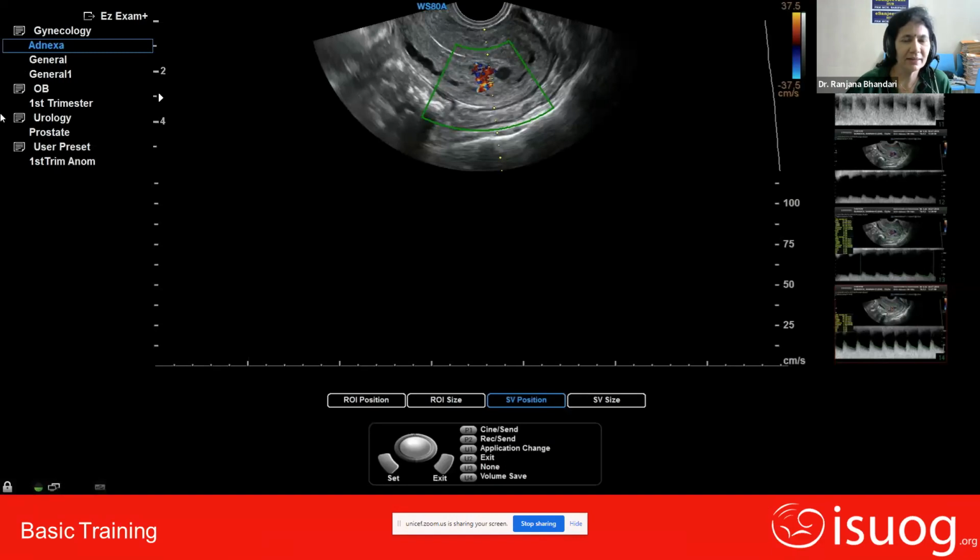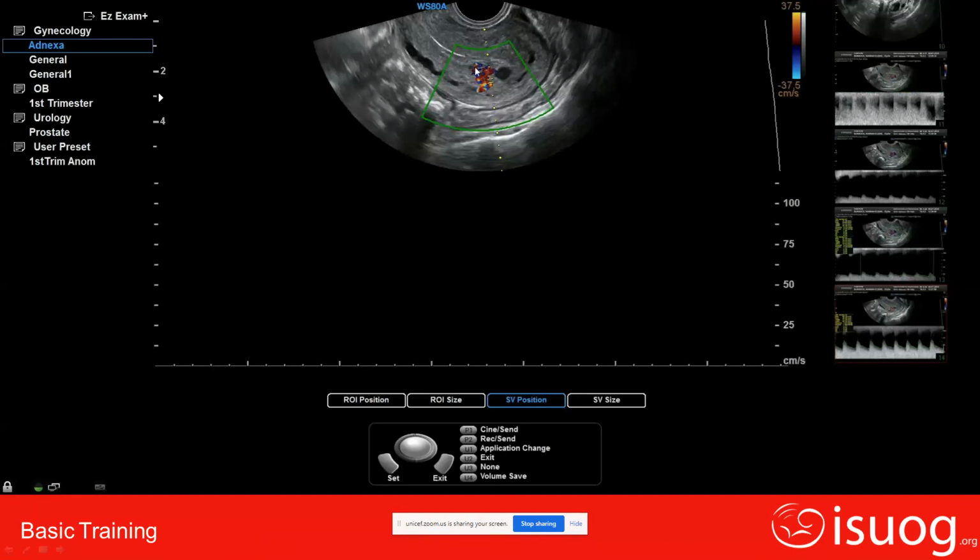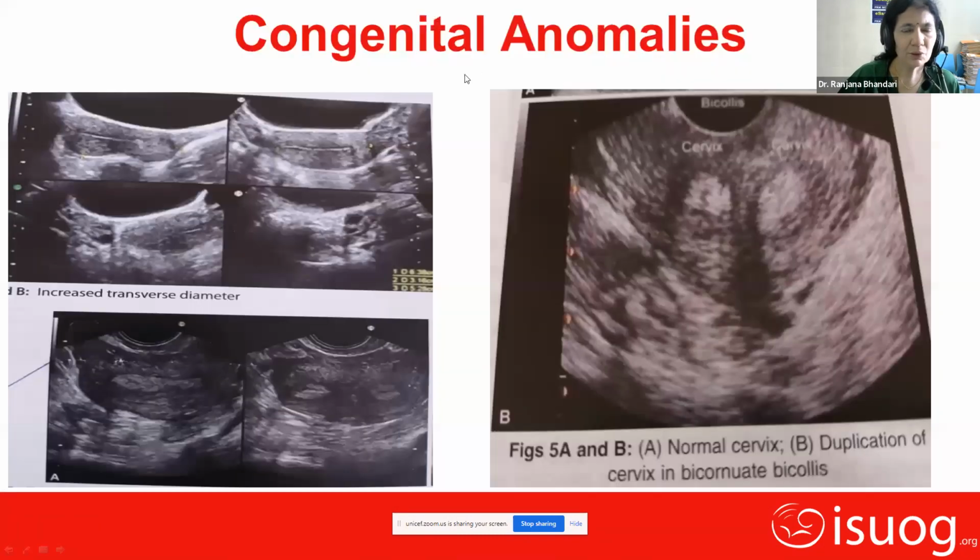So this is RPOC, and we are seeing the increased vascular supply in the basal part of the myometrium. So RPOC is over here. The radial arteries in the basal part of the myometrium get increased vascular supply. So now coming to the congenital anomalies.